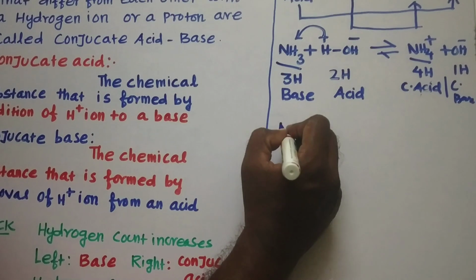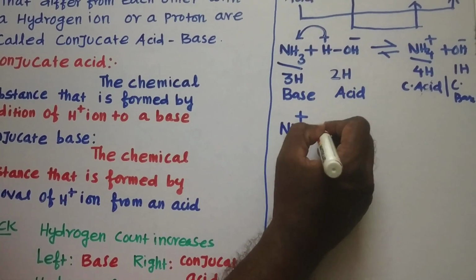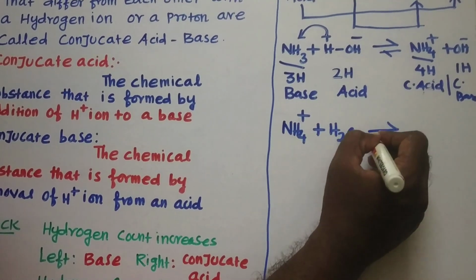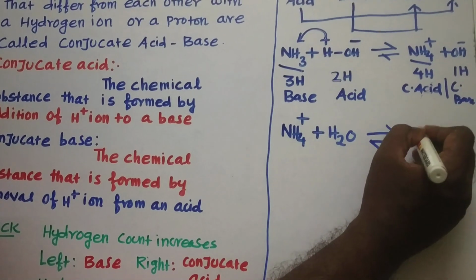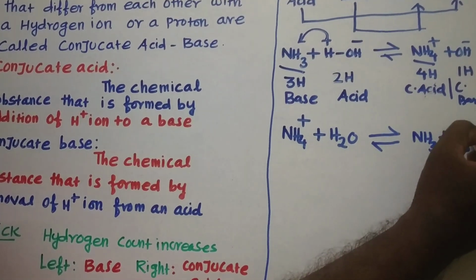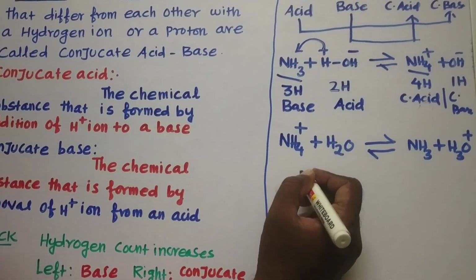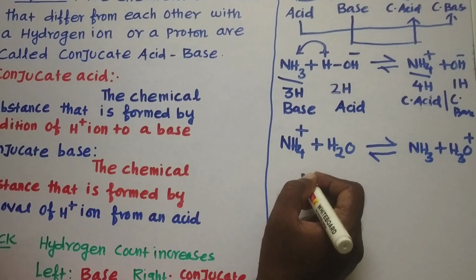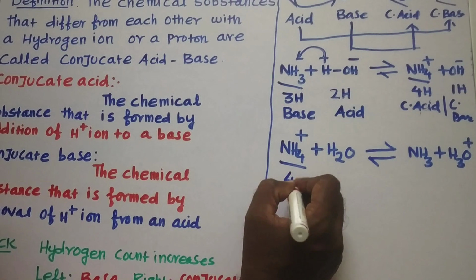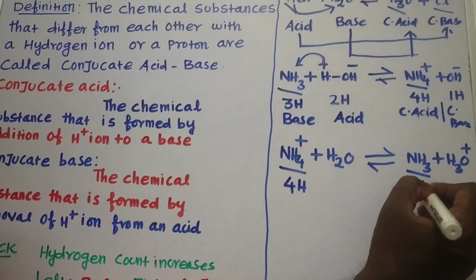When ammonium ion NH4 plus reacts with water to give ammonia and hydronium ion H3O plus. Okay, first of all, by using the trick, we are going to count the number of hydrogens. Here the number of hydrogen is equal to 4. Here the number of hydrogen is equal to 3.